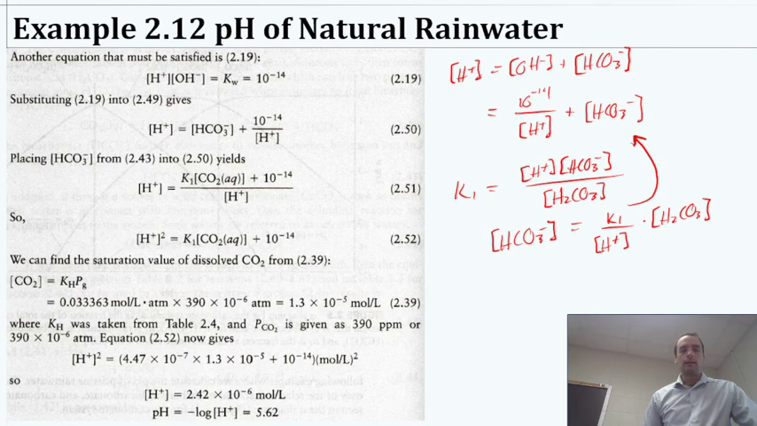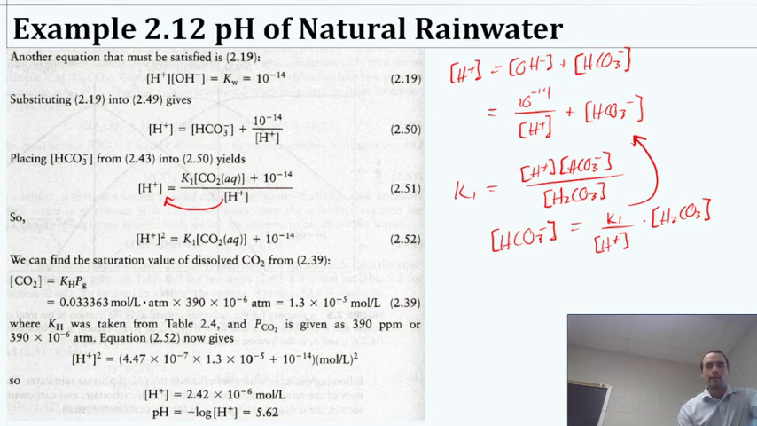So then with that, they go on to say, we can multiply both sides by H plus. So that goes over to here. That gives us H plus squared equals K1 times this H2CO3, again, they're leaving it as CO2 aqueous, plus 10 to the minus 14. And you can solve from there. So as they continue, they solve for the CO2 gas as we described we can do earlier. They write out the numbers here.